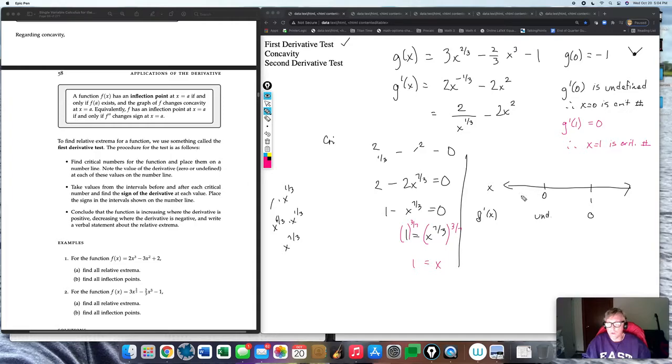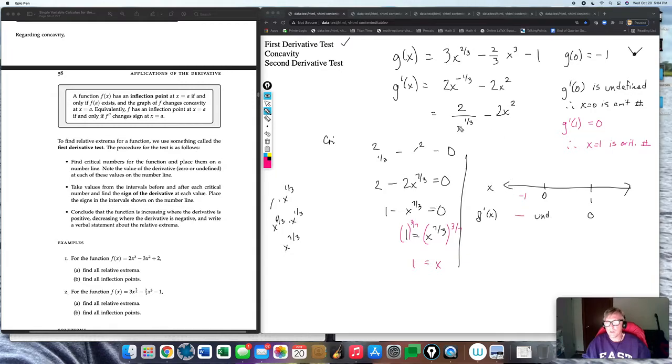So we could put in a number like, I don't know, -1 into our derivative. Now if we do that, we have to do the cube root of -1, which is -1. So that would be -2. And then we square -1, we get 1. So that would be 2 minus, wait a minute, that would be -2 minus 2, which is -4.